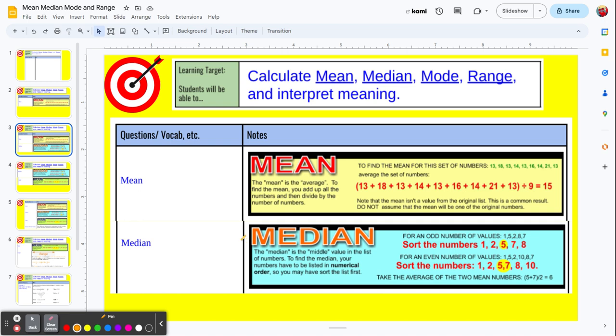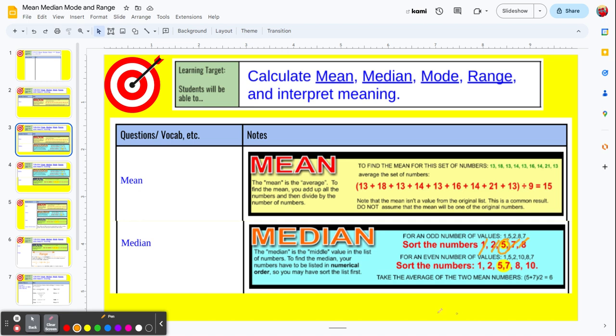The median is the middle number within the data set. And there's a special case here if it's an even number of values in the data set. So if it's odd, we simply line them up smallest to largest, and we cross off each end. The 1 and the 8, it's gone. The 2 and the 7, it's gone. What's left over? 5 in the middle, that is our median.